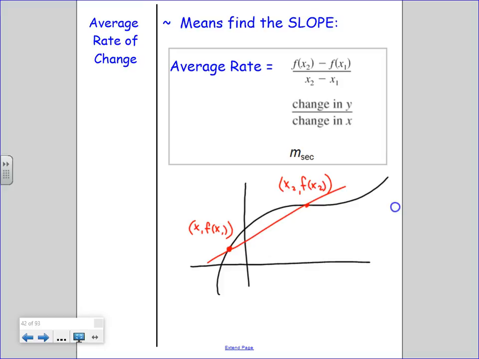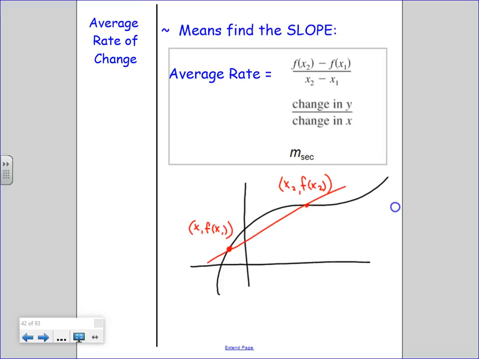Average rate of change is a question that you can answer, an application that you can solve with something you've known for a long time. Average rate of change is finding slope. For those of you that are sleeping, average rate of change is slope.